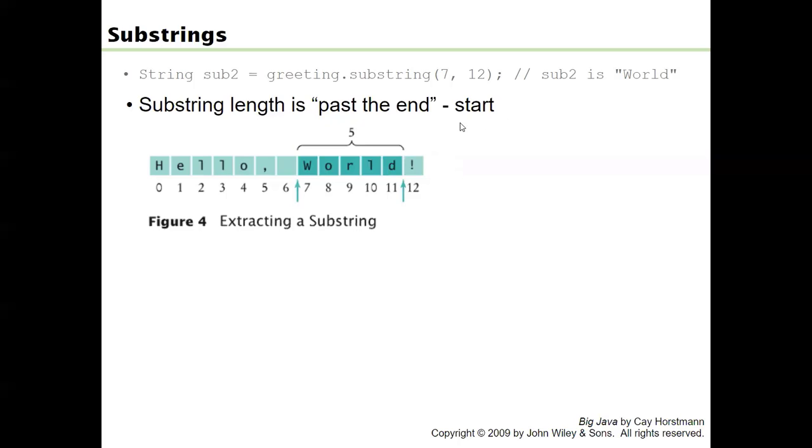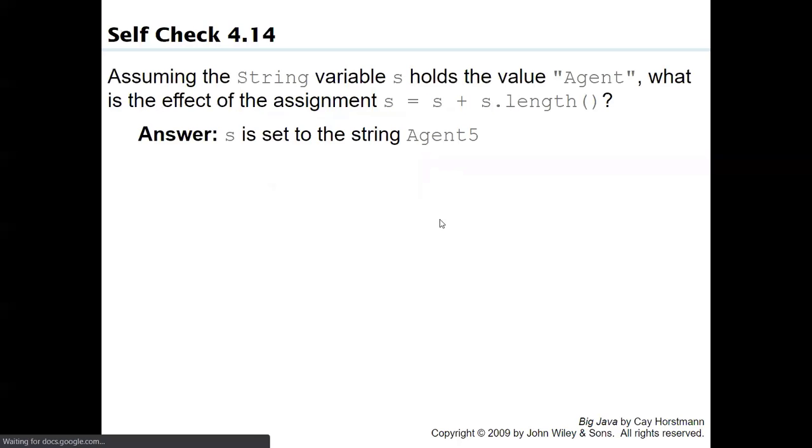Substring length is past the end minus start. So here we're going from 7 to 11, but you say 12. So you ask for one more than you want, basically. Now in other languages, it does just the opposite. For substrings, they tell you the starting position and the length. How many characters do you want? That would be so much easier. But no, Java doesn't do it the easy way.